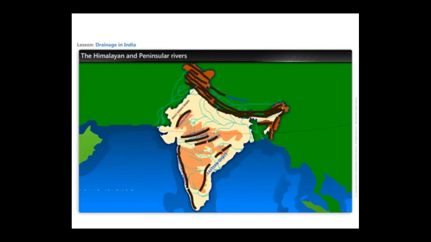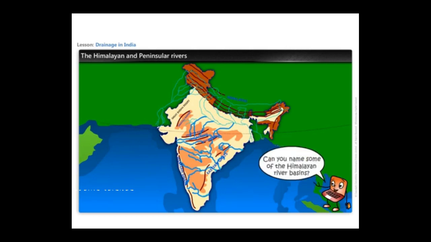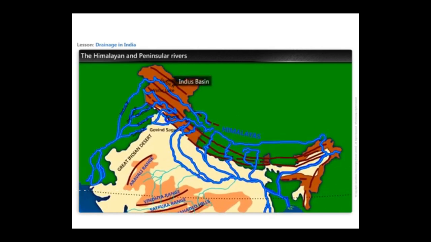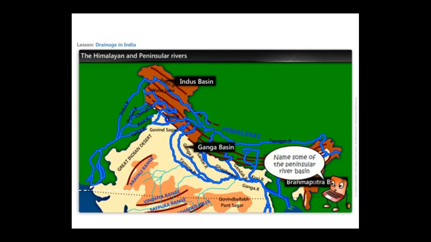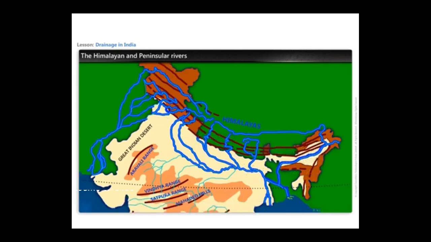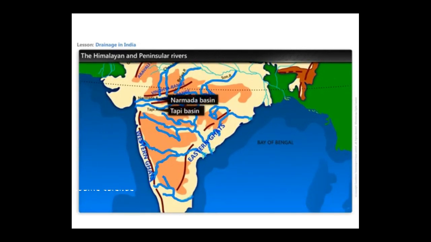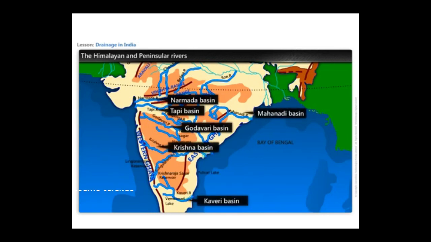The drainage systems of India are mainly controlled by the broad relief features. Thus, the Indian rivers are divided into two major groups, the Himalayan rivers and the Peninsular rivers. Can you name some of the Himalayan river basins? The Indus Basin, the Ganga Basin and the Brahmaputra Basin are three major Himalayan river basins. Name some of the Peninsular river basins. The Narmada Basin, the Tapi Basin, the Godavari Basin, the Mahanadi Basin, the Krishna Basin, the Kaveri Basin are some of the important peninsular river basins.